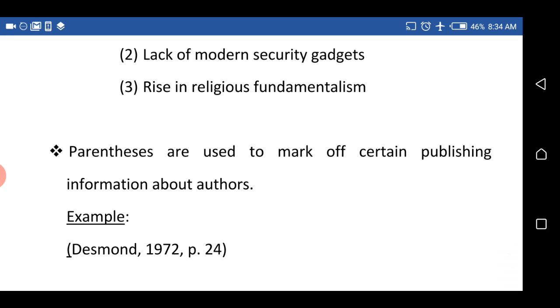Then the 1972 here is the year of publishing, the year the book we are talking about was published, the book written by Desmond. The P stands for page, and since it's an abbreviation, a full stop is required after the P, that's why it is there, followed by the number, the page number we are talking about. Then bracket closed. That's going to be a discussion on parentheses.